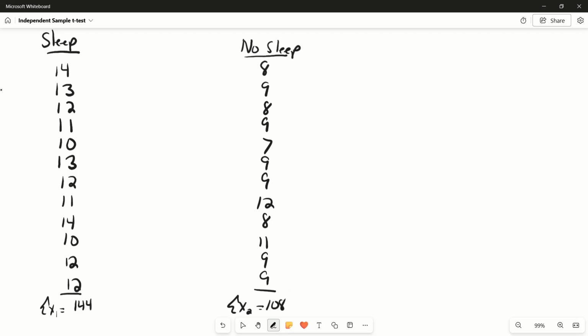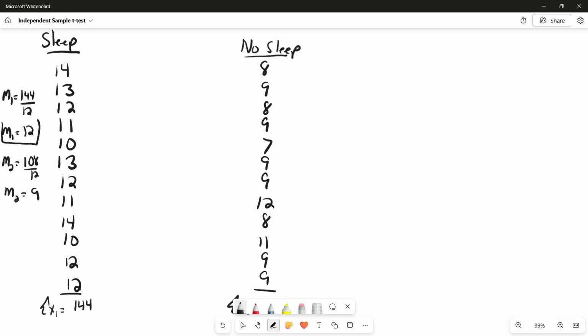So we're going to find the mean of the first group. So that's 144 over 12. So the mean of group 1 is 12. And we want to find the mean of the second group, which is 108 over 12. And 108 over 12 is going to be 9. So we have our two means. We have a mean of 12 and we have a mean of 9.